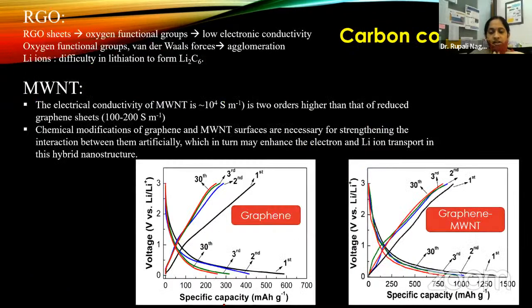What are the other variants that we can have? Researchers have used graphene sheets. These graphene sheets are primarily produced from reduced graphene oxide and therefore have a lot of oxygen functional groups on their sheets. Because of these oxygen functional groups, the electronic conductivity of graphene is less.